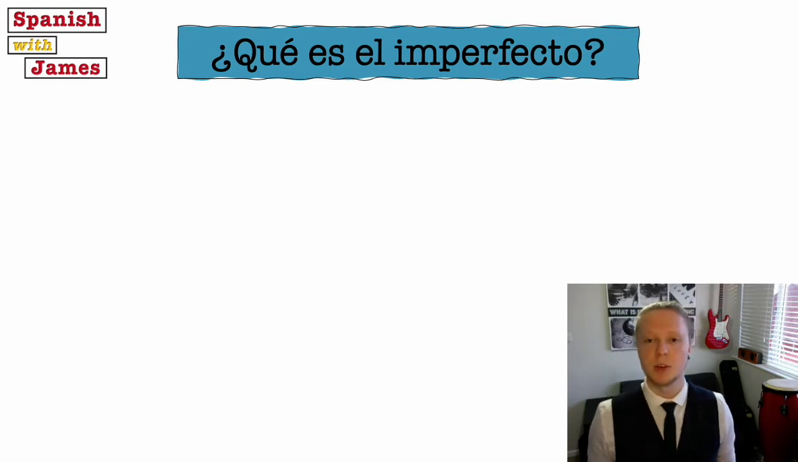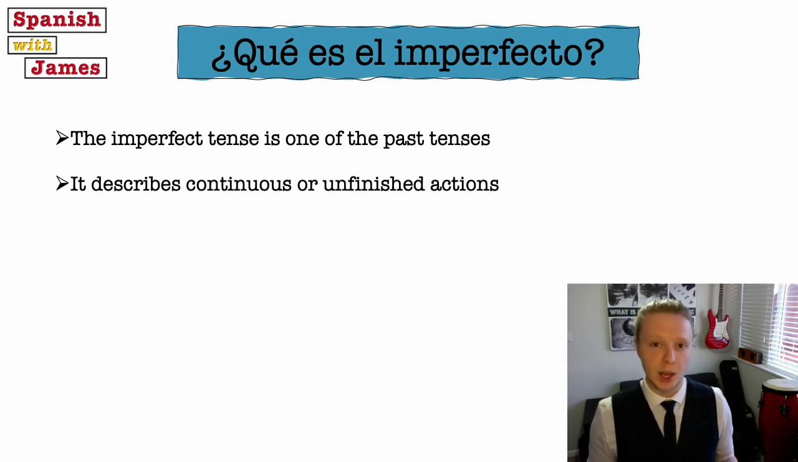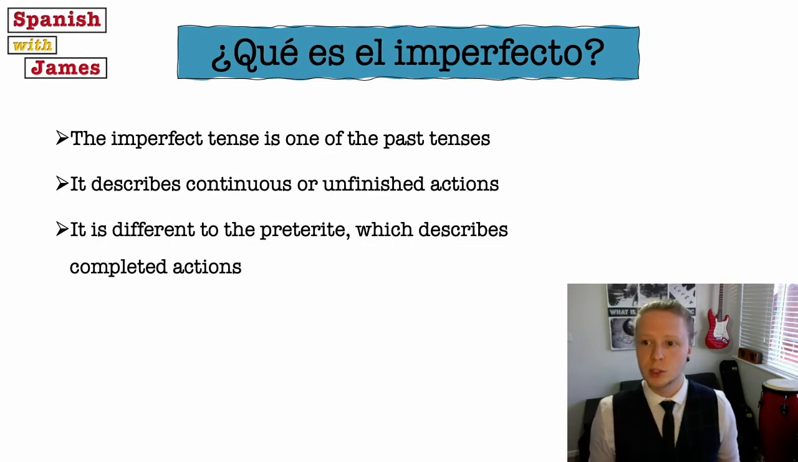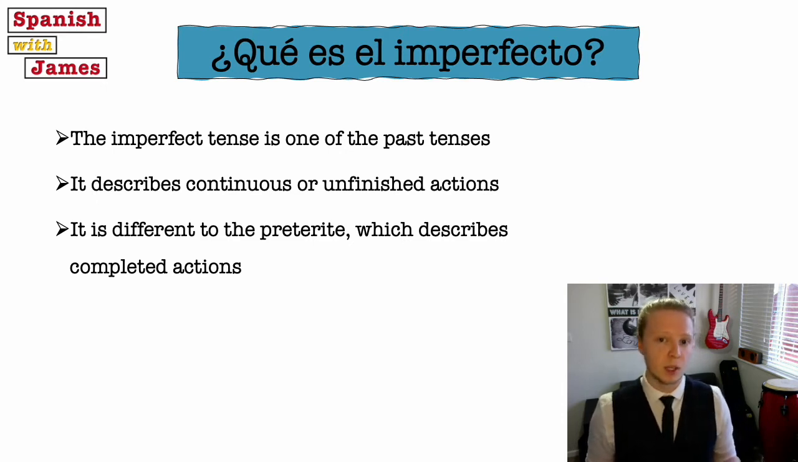What is the imperfect? Now, the imperfect tense is one of the past tenses in Spanish, and we use it to describe continuous or unfinished actions. It's different to the preterite, which describes completed actions. So we use the preterite to talk about actions that are done at a specific point in time in the past, and they're completed actions, like yesterday I went to the beach. Ayer fui a la playa.